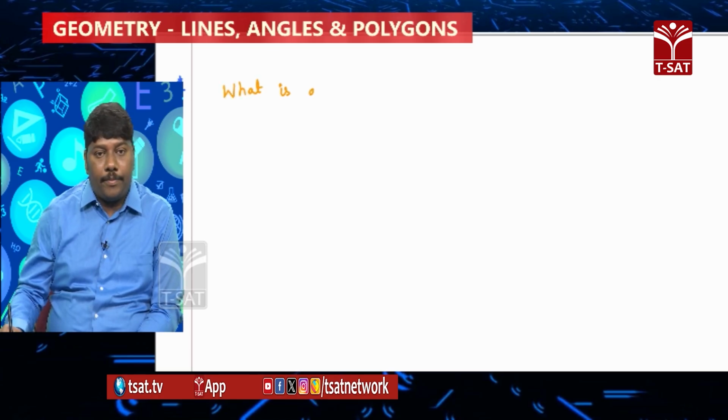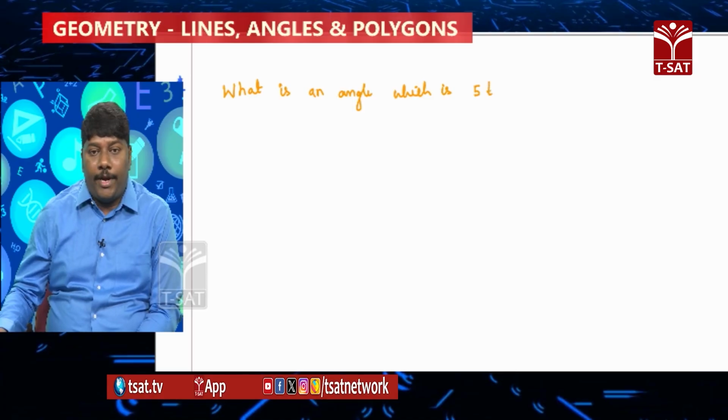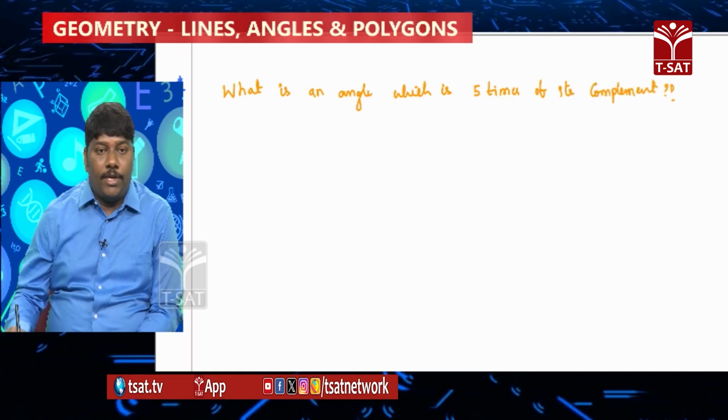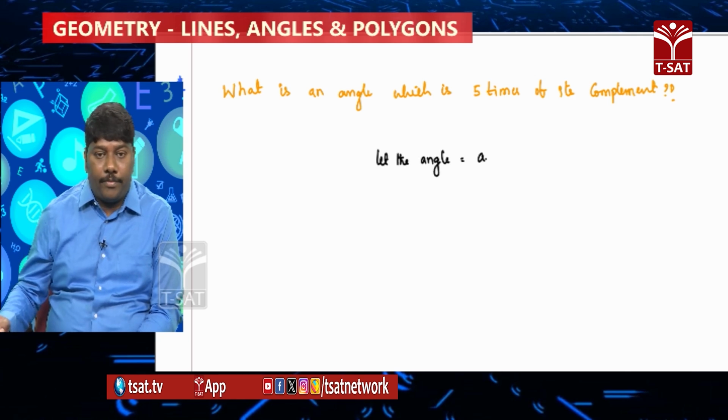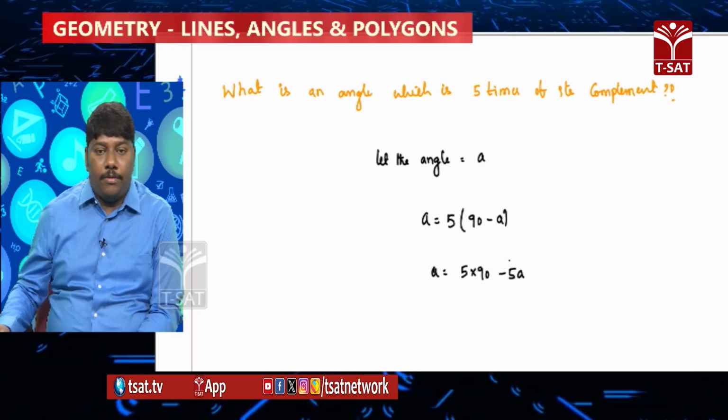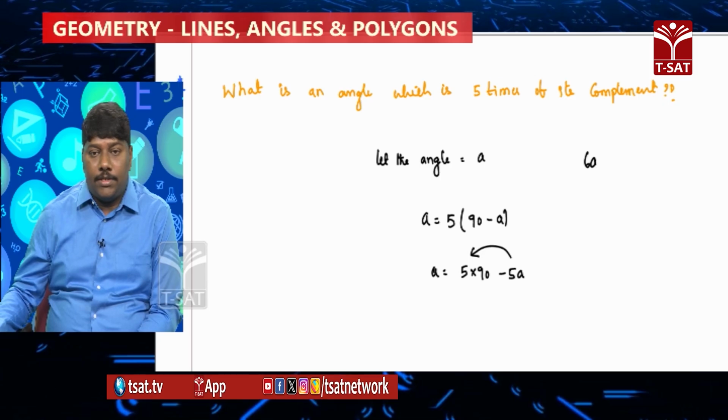What is an angle which is 5 times its complement? So he is asking you what is an angle which is 5 times its complement. Let the angle be equal to A. Complement of A is 90 minus A. A is equal to 5 into 90, don't multiply it, minus 5A. If minus 5A goes this side, it becomes 6A. 6A is equal to 5 into 90. A is equal to 75. Therefore, the angle that we are looking for is 75 degrees.